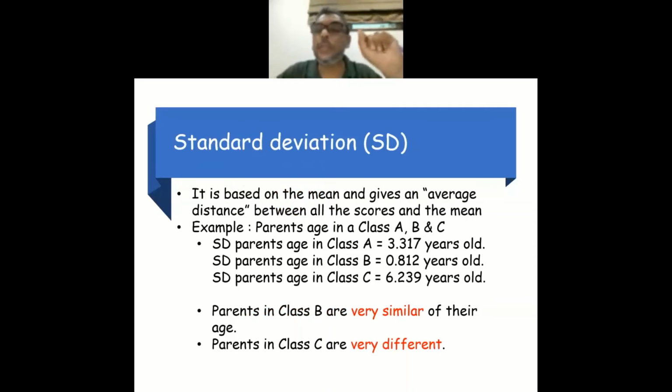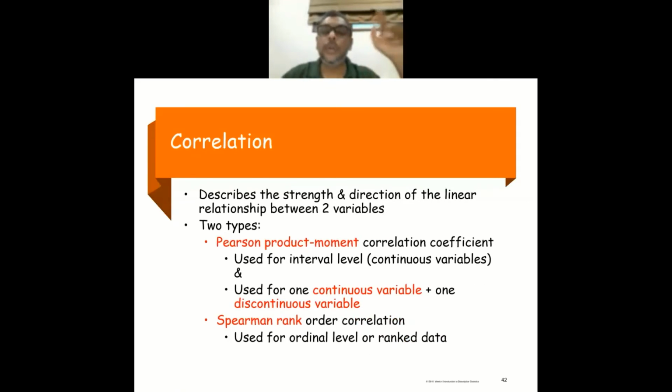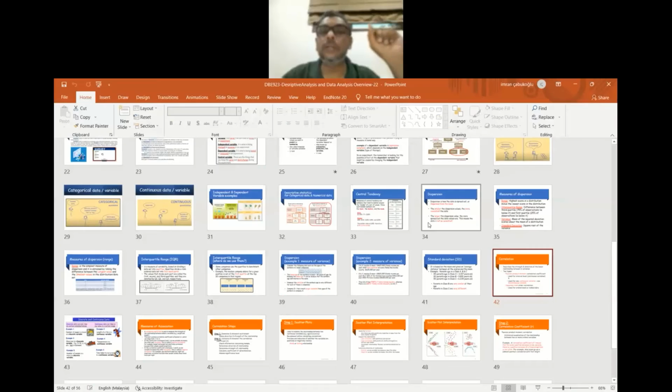Alright, standard deviation. What is standard deviation? It is based on the mean and gives an average distance between the scores. Okay. Correlation. This is very nice.